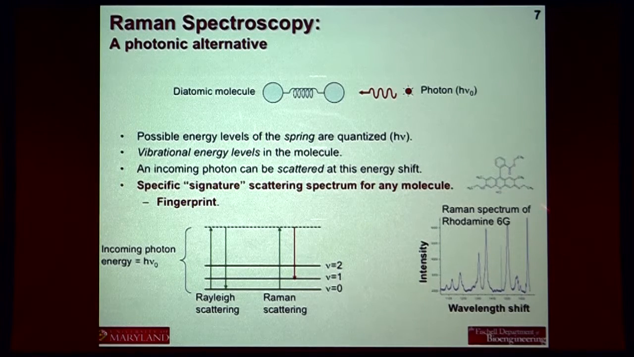So here's a nice model, rhodamine 6G. Anybody who does Raman, if they see this picture, they say, it's rhodamine 6G. I know that one. That's a signature. So this is what's nice about Raman. Hit it with a laser, look at what scatters back, and you see a signature. It can be very specific.